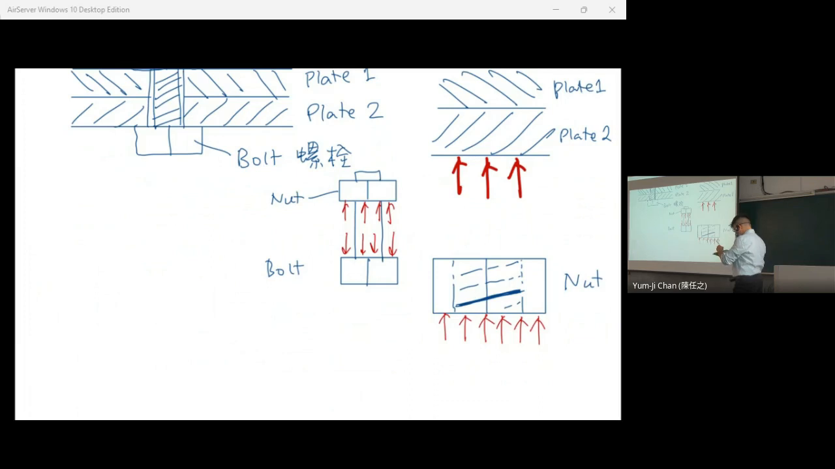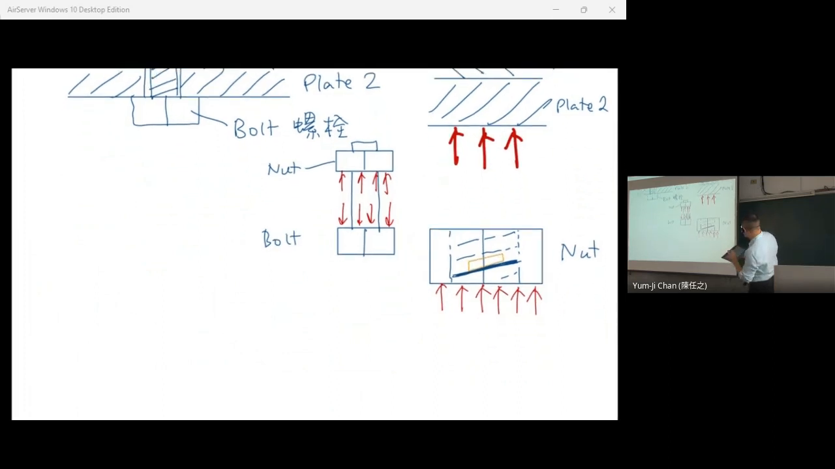So let me use another color. Which color should I use? Orange. Can you see it? So this is the bolt, okay? And that is the bolt thread.